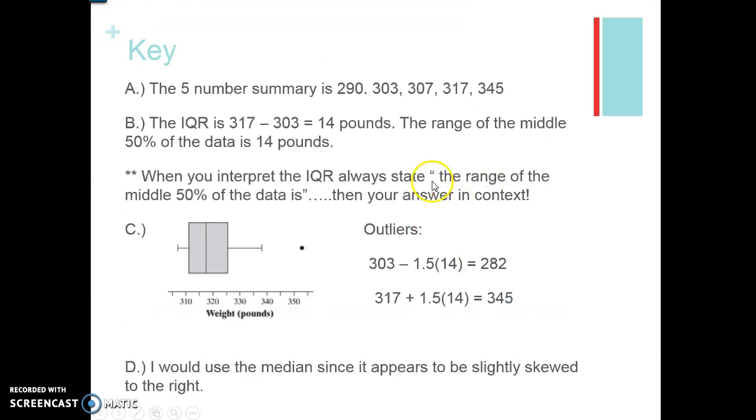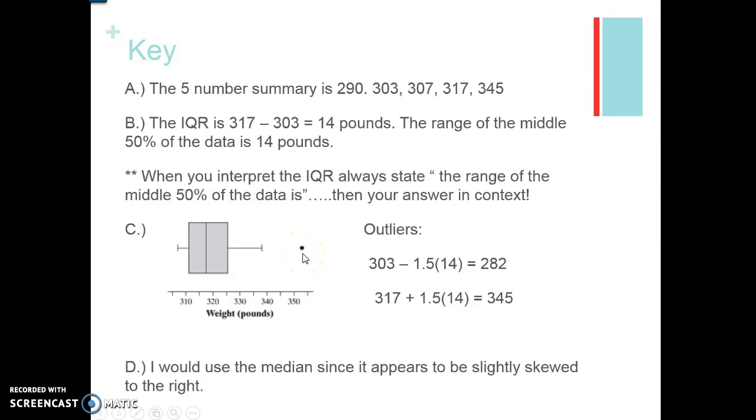Okay, so remember, the 5-number summary, always put it in order: minimum, quartile 1, median, quartile 3, maximum. Notice the interpretation for the IQR. The range of the middle 50% of the data is 14 pounds. Please, please, please make sure that you state the range of the middle 50% of the data. Notice for the box and whisker plot, we have a numerical and a description as part of our labels.